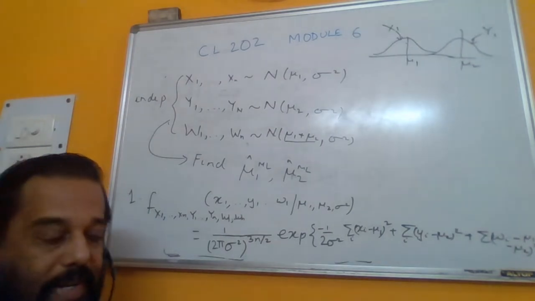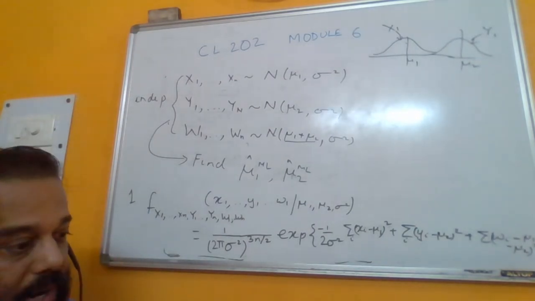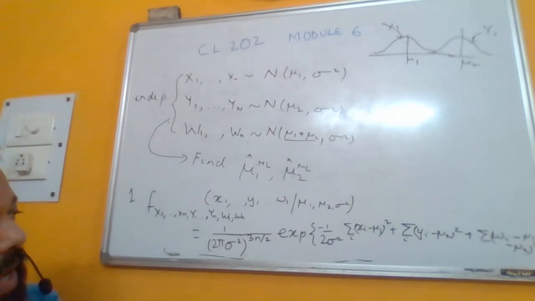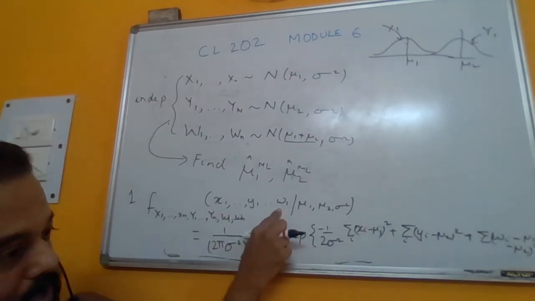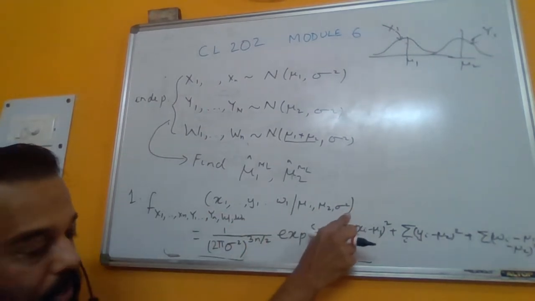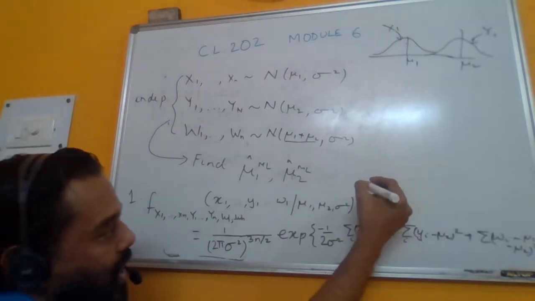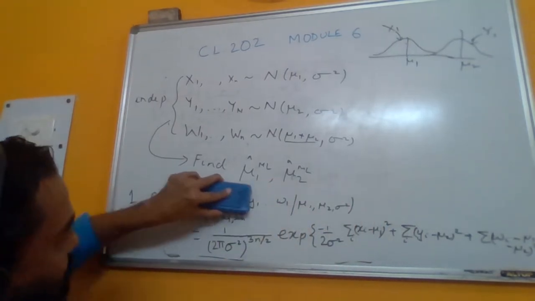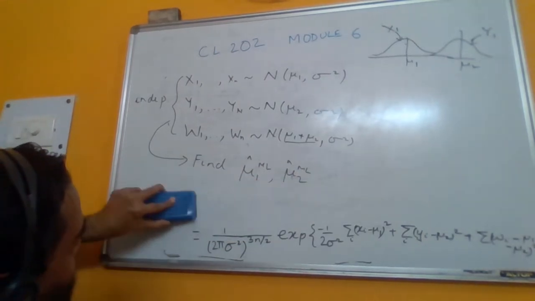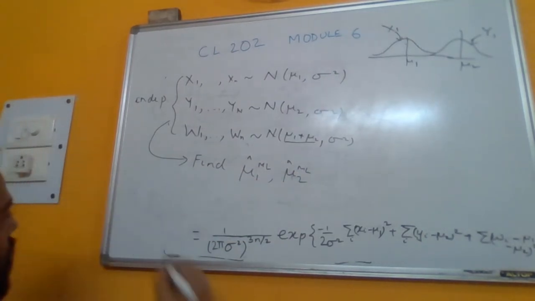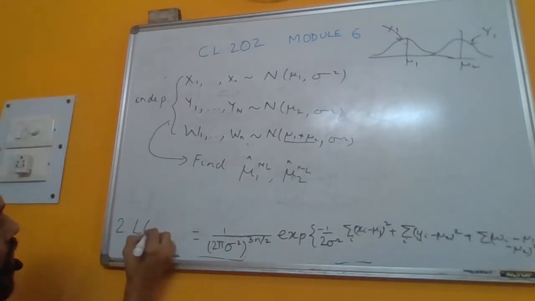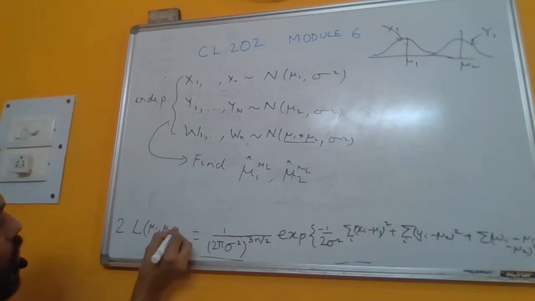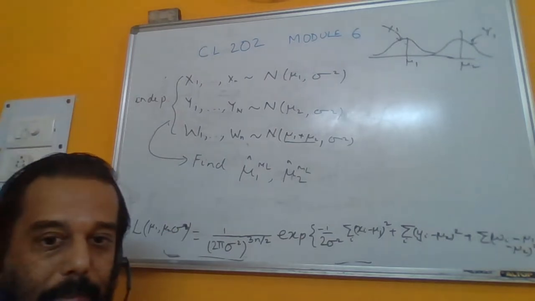What was step 2? In step 2, we substituted the numerical values. And instead of calling it a density, we called it a likelihood. So all these numbers were substituted, but these are now going to be treated as unknown. So I'll have a theta, and my theta is going to be, so let me just erase this. My step 2 consists of calling this L of mu 1, mu 2, sigma square, given all the measurements.